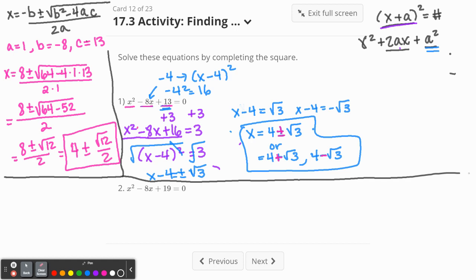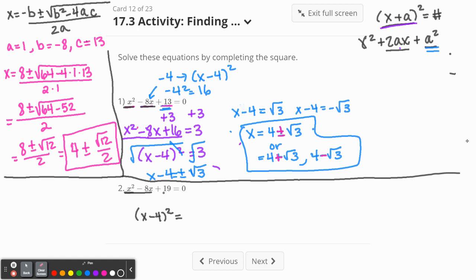Take a look at question 2. How is question 2 similar to question 1? You should notice that they both have the same first 2 terms. They both have x squared minus 8x. What's different is that instead of adding 13, we have plus 19. Now, that may not seem like a big deal, but it is going to affect our answer. So just like before, we know that we want this to equal x minus 4 squared. We know that we want it to be minus 4 because half of 8 is 4.